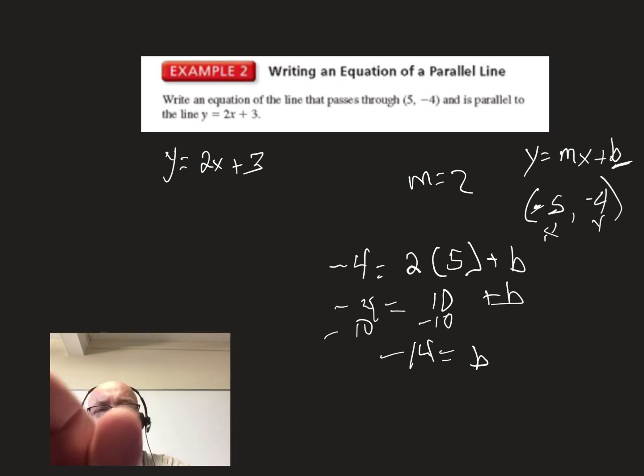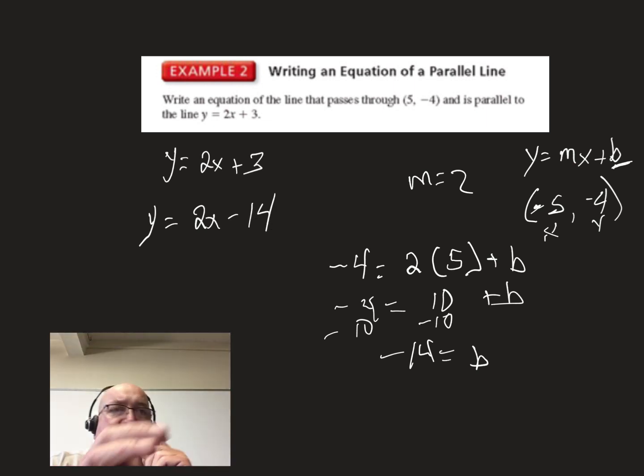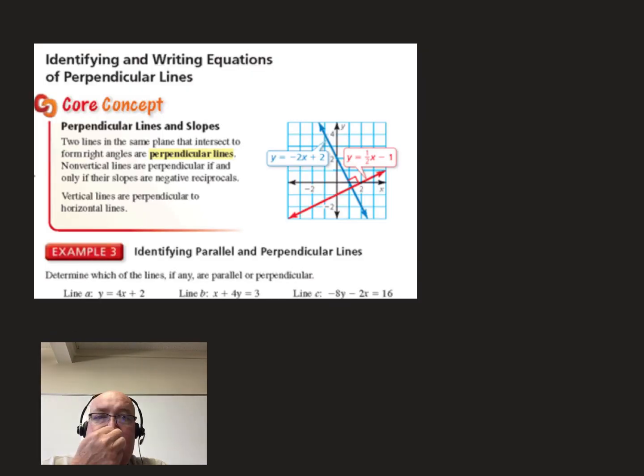So our equation of a line that is parallel is y equals 2x minus 14. That will go through the point 5 and negative 4. So that's practice in writing equations of lines.